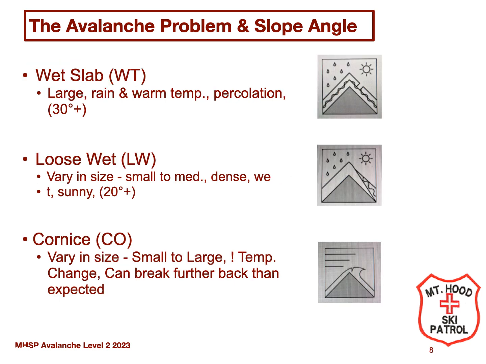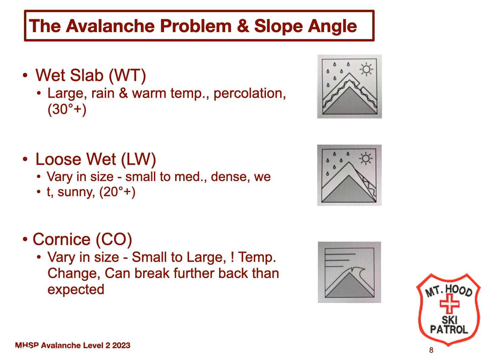Wet slab and loose wet avalanches can occur at significantly shallower angles, typically in the 25 to 30 degree range. Loose wet avalanches have been documented on slopes as low as 20 degree slope angle. This is because the higher water content increases snow density, reduces bonding between crystals, and therefore has lower frictional force and greater downslope component of gravitational force to initiate a slide.